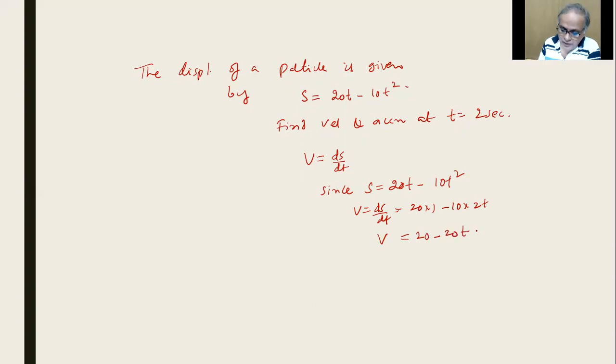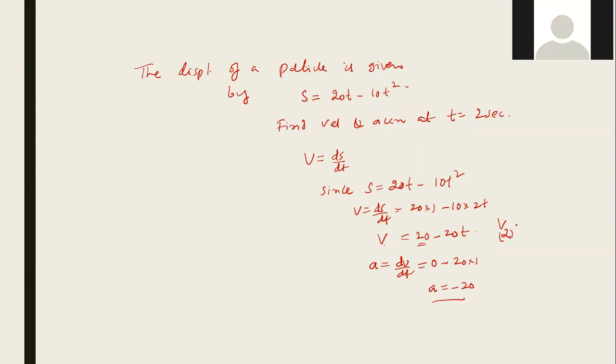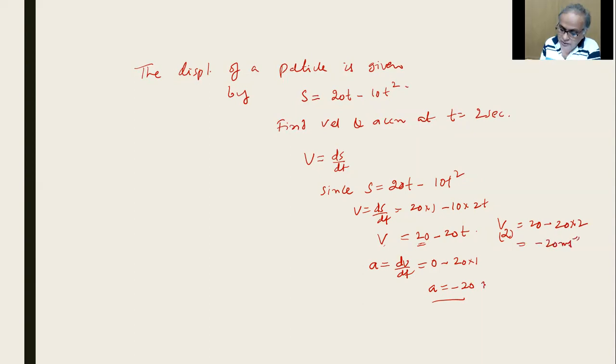Now acceleration is dv by dt. So now I should differentiate this. 20 is a constant, so 0 minus 20 into 1. So acceleration is minus 20, and every time it will be the same because there's no t in this. But velocity at 2 will be 20 minus 20 into 2. How much is that? Minus 20 meters per second. This is 20 meters per second square, of course. Yes, sir.